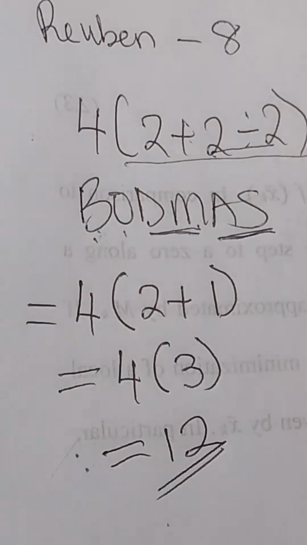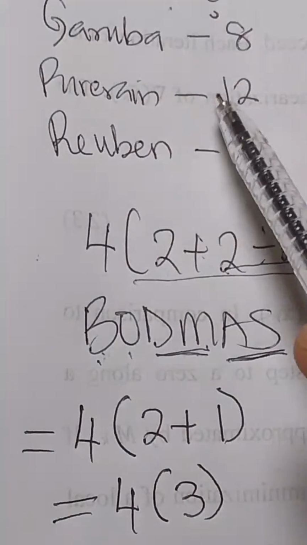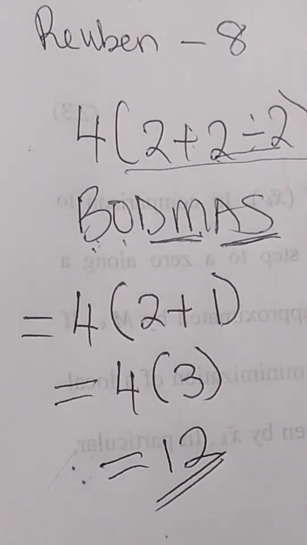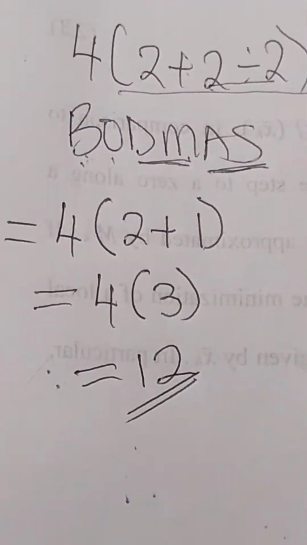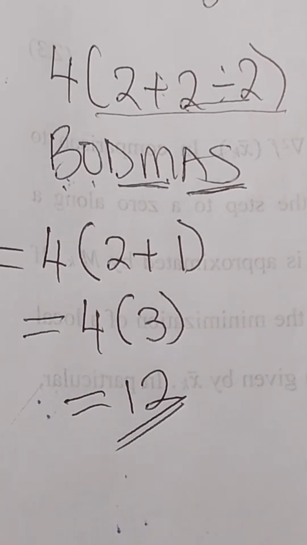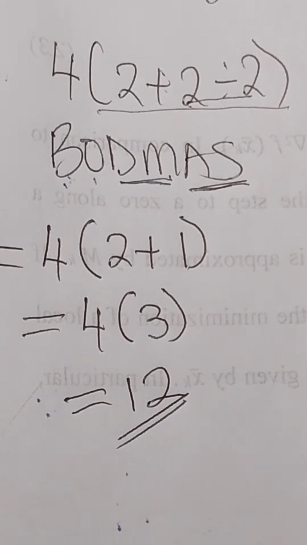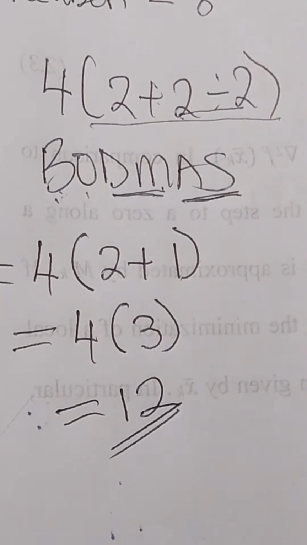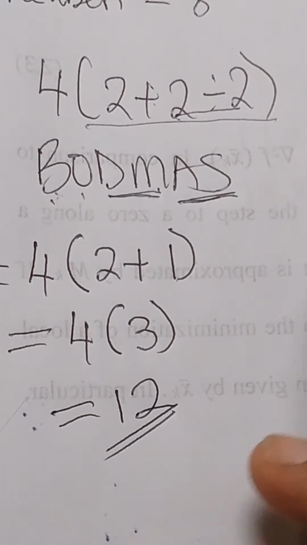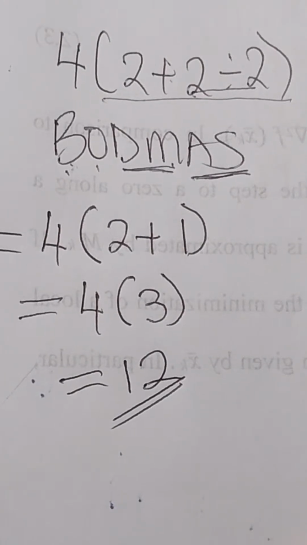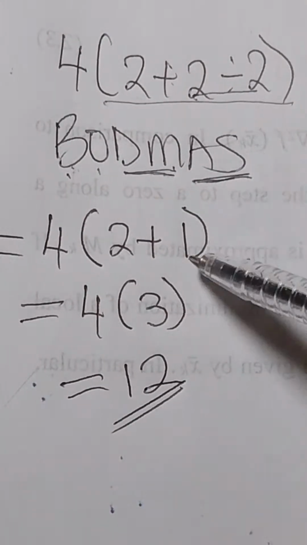Please look at the solution to the question, and the person that got it right is Purin. Or again, if Ruben can tell me how he got 8, and also Garuba, if you can show me how you solved and got 8, I will appreciate it. So I'll see where the mistake is from. Okay, so please take a look at the solution.